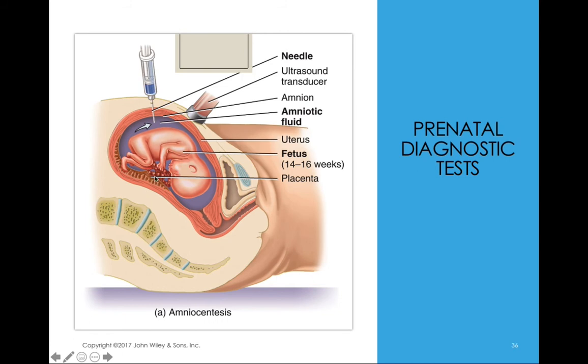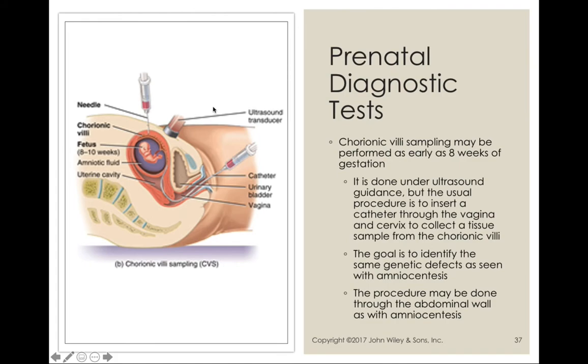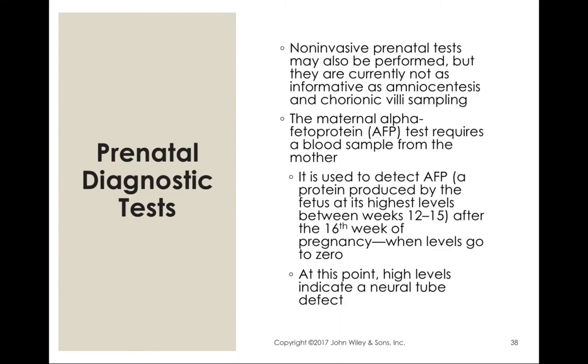But in the event that somebody doesn't want to use this procedure, we also have another procedure known as chorionic villi sampling. Chorionic villi sampling can actually be administered a little earlier than amniocentesis, and it does tend to be a little less invasive. This procedure includes taking this catheter, inserting it in the vagina through the cervix and up to the uterus to collect a sample of tissue from the chorionic villi. This test will give you the exact same information that amniocentesis will give you as well.